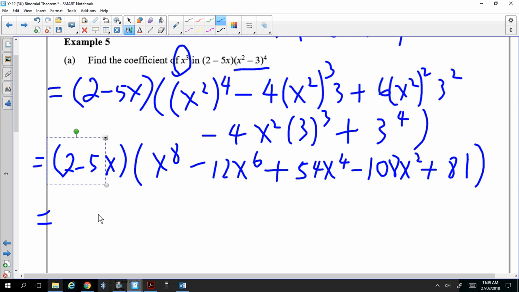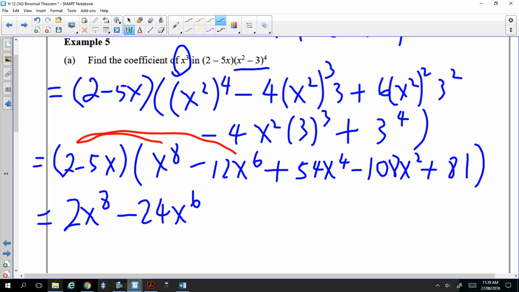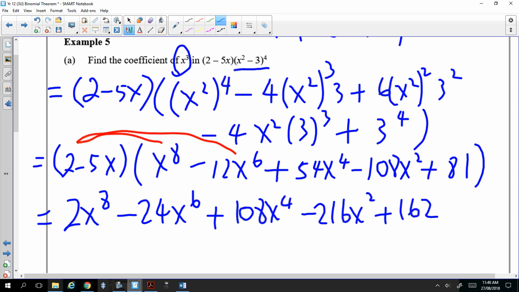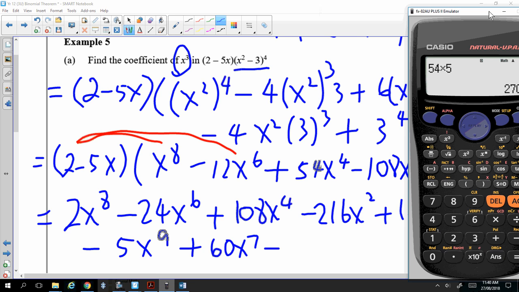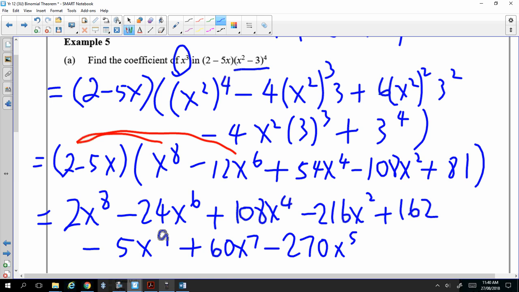Then you start going through this. So you go 2 times the first one, 2x power 8 minus 24x power 6 plus 108 x power 4 minus 216 x squared plus 162, minus 5 x power of 9 plus 60 x power 7 minus 54 times 5, you get 270 x power 5, plus 540 x cubed minus 405. Very long. Now collect like terms. Oh, there's no like terms, fortunately. Good. Now we have to answer the question.